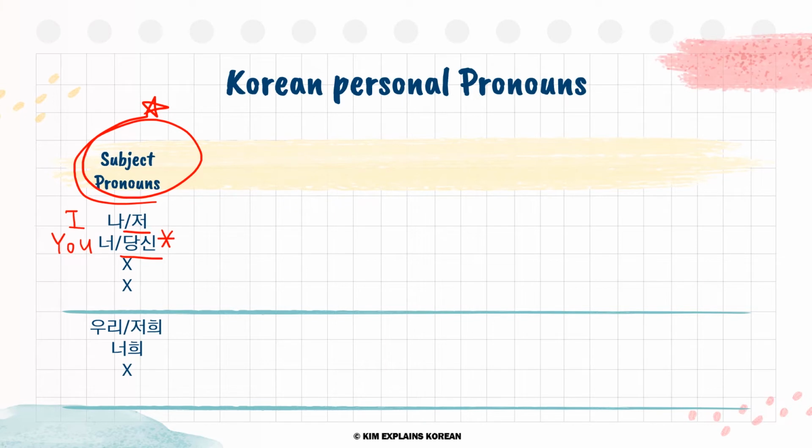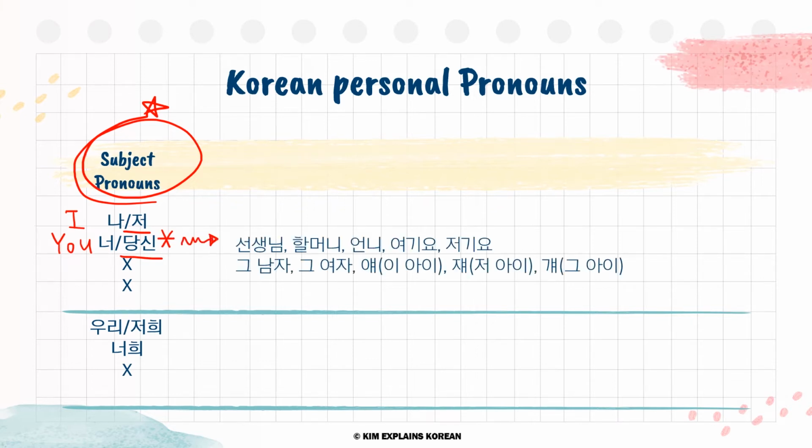In Korea, it is common to address others using their names, titles, or status in society rather than pronouns. So instead of 당신, you could use like 선생님, teacher, 할머니, grandmother, 언니, or you can say 여기요, over here, or 저기요, hey there. And third person singular, he and she, we don't really have one.